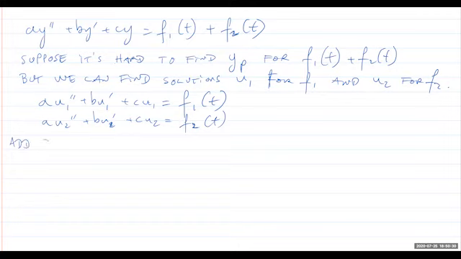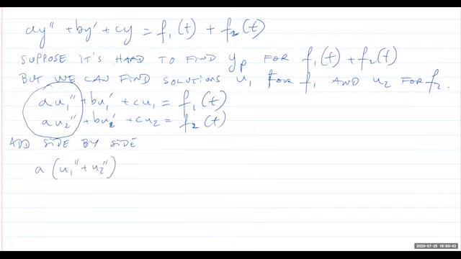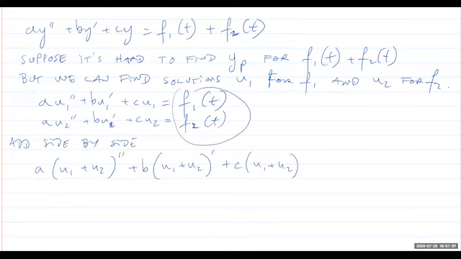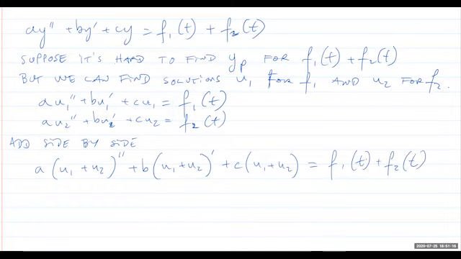Then guess what happens if we add side by side? The a terms, we can factor out the a, and you have u1 double prime plus u2 double prime. And again, because of the distributive property, we can take the double prime on the outside. And the same thing with the b terms and the c terms. And on the right-hand side, we have f1 plus f2. So what that means is that u1 plus u2 is a particular solution to the non-homogeneous equation. So that's what the superposition principle says.